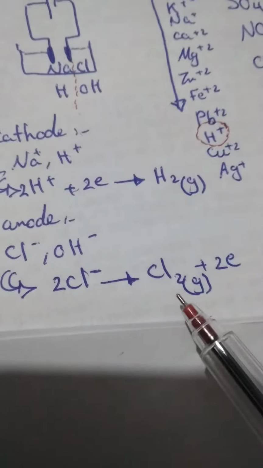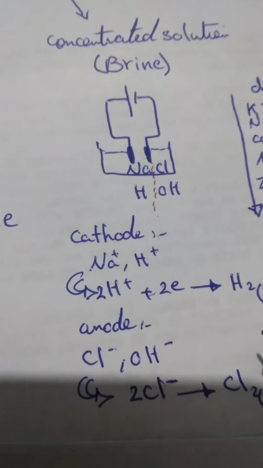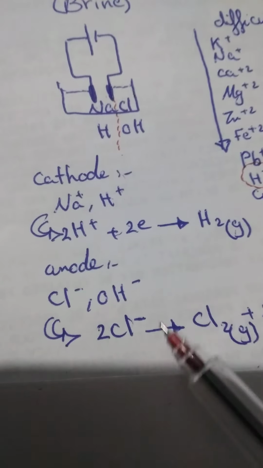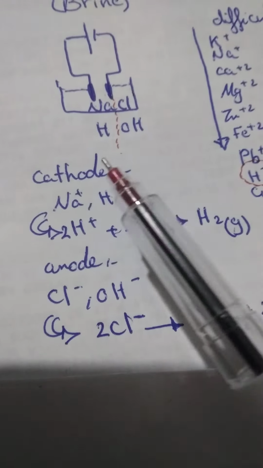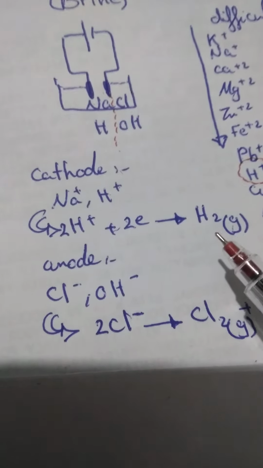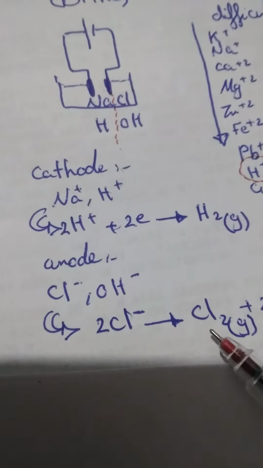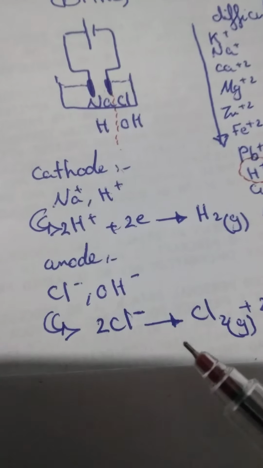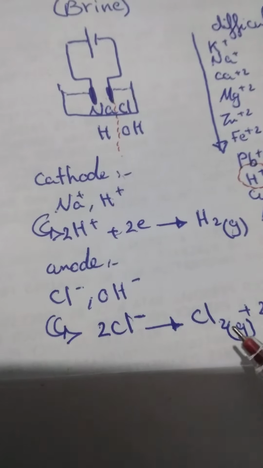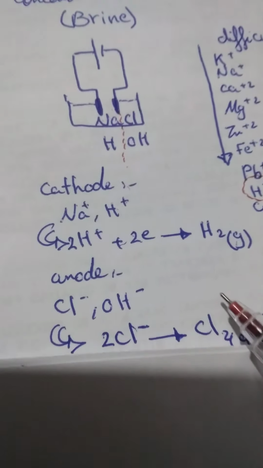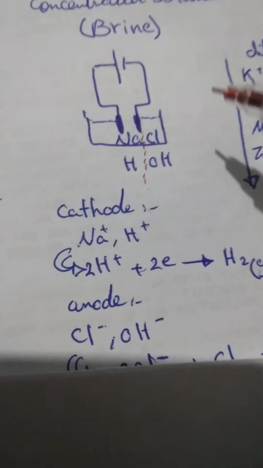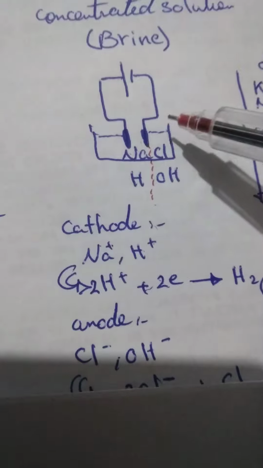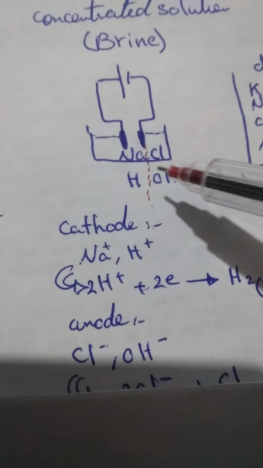Now let's check our products from the electrolysis of brine. We have two gas products at the different electrodes. Hydrogen gas at the cathode, which is a colorless gas, burns with a pop sound. Chlorine gas at the anode, which is a yellowish green gas. Once again, it can bleach the color of a moistened litmus paper. And we have another important product here from the electrolysis of brine. Let's check our solution itself.